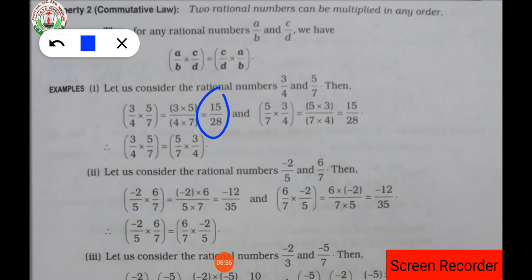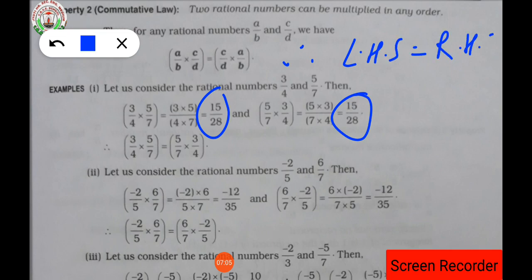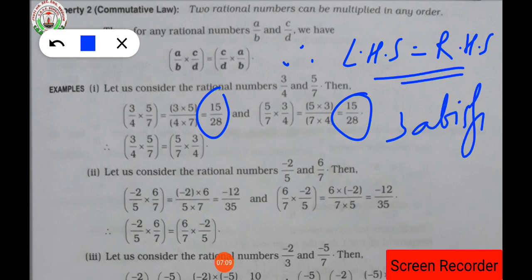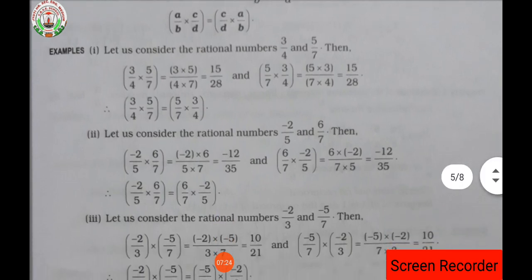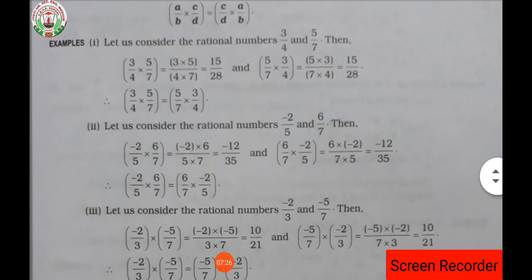Hence we can say that both the LHS and RHS are having the same value. Hence it is satisfied. When it is satisfied, it means that the property of multiplication, that is the commutative property of multiplication of rational numbers, exists. Clear, students? Here 2 more examples are given on the screen. You can go through the examples.